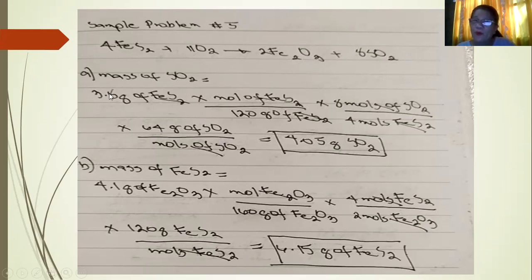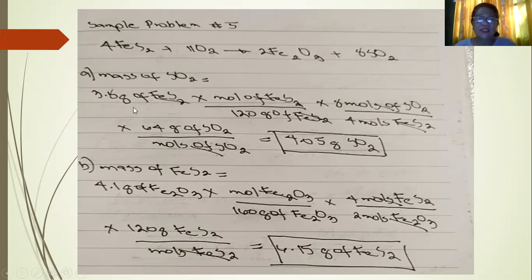Therefore, use the mathematical part. That is 3.8 divided by 120 times 8 divided by 4 times 64, or 3.8 multiplied by 8 multiplied by 64 over 120 times 4. But I'm doing it this way because I don't have my scientific calculator; the battery is flat now.